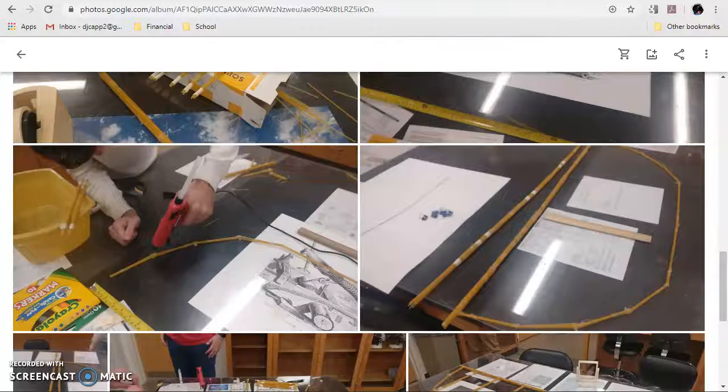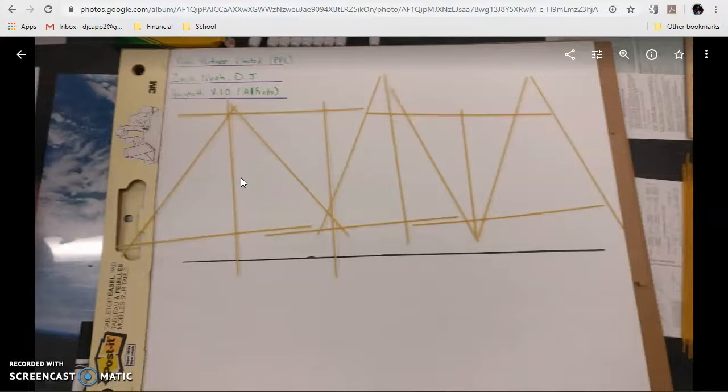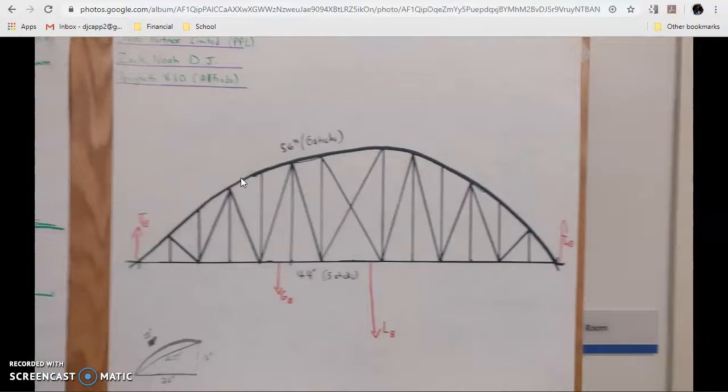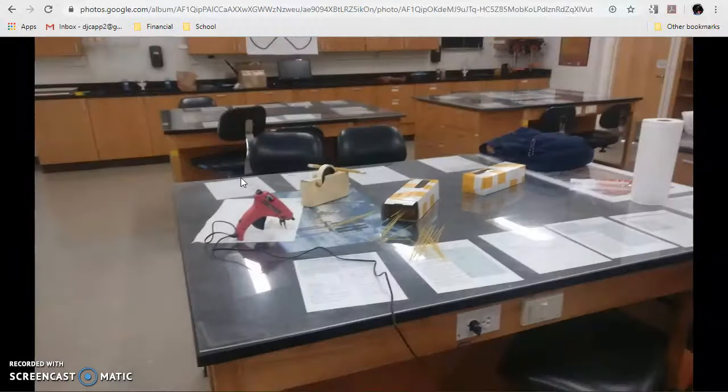Let's get into our first project. So the first project that we really went into was our spaghetti bridge, that GCU competition. And we split off into two teams. Our team had a very ambitious design here with the archway, and we jumped into it right away.